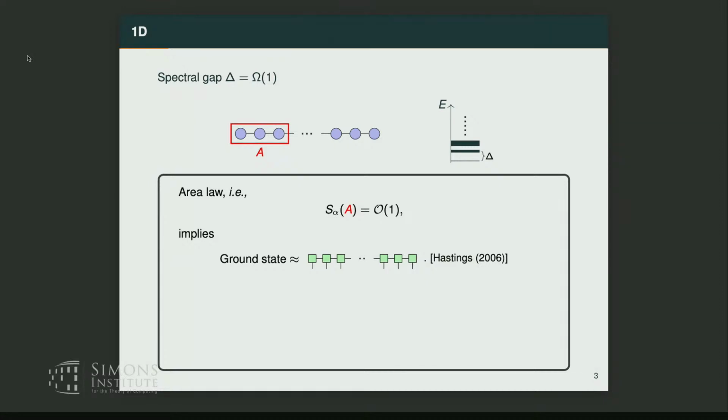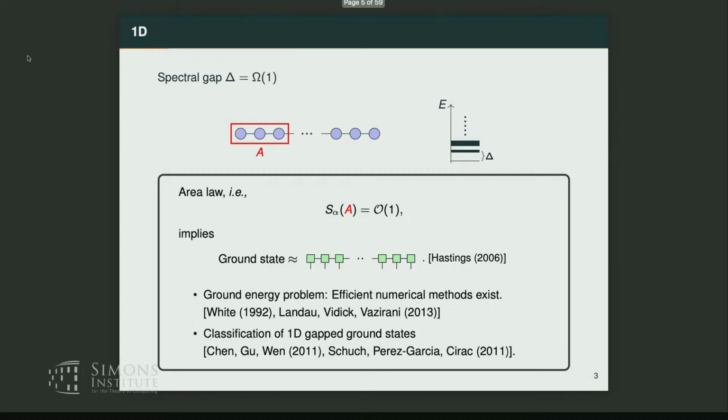For example, it implies that the underlying ground state can be well approximated by a matrix product state of a moderate bond dimension. And this subsequently implies many of the central results that we know and love about one-dimensional quantum many-body systems. For example, there's an efficient classical algorithm for estimating the ground state energy. There's a heuristic but nevertheless very effective method developed by Steven White, known as the DMRG method. And there's this very nice rigorous algorithm that works provably well for one-dimensional gapped systems. And at this point, we also have a full classification of 1D gapped systems.